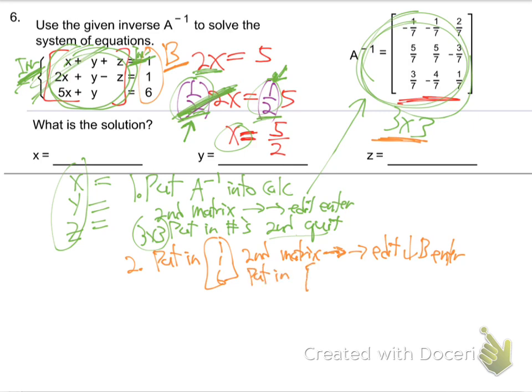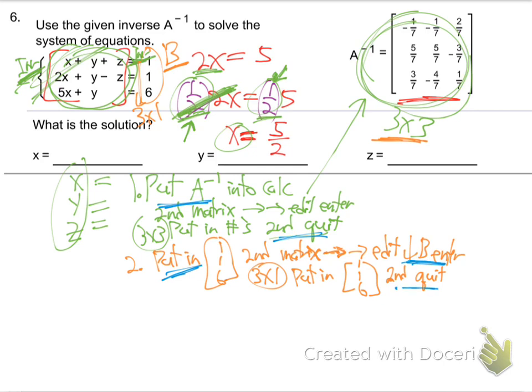Go down to B, hit enter. You've got to give the size. The size is a 3 by 1. Remember, because you go down first. This is a 3 by 1 matrix. And you want to put in 1, 1, 6, and then second quit. So far what have we done? We've put in the A inverse and quit. We've put in the B, and quit.